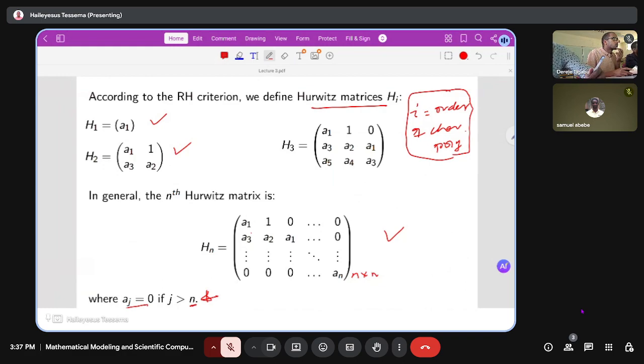For instance, for a polynomial function of degree 2, lambda squared plus a1 lambda plus a2, have you seen? So A3 is greater than the order of a 2 by 2 matrix, so its value is 0. So for a characteristic polynomial of degree 2, it has the form A1, 1, 0, and A2. It should be in such a way.